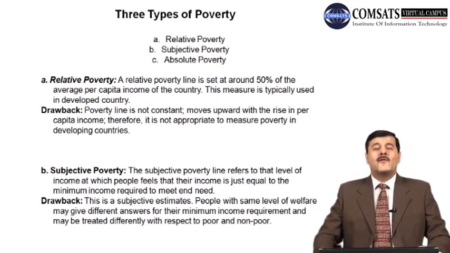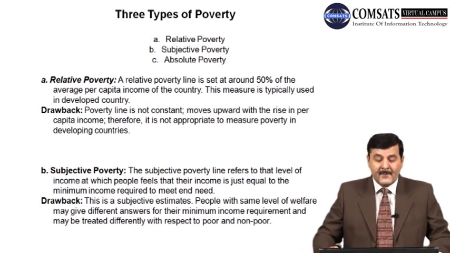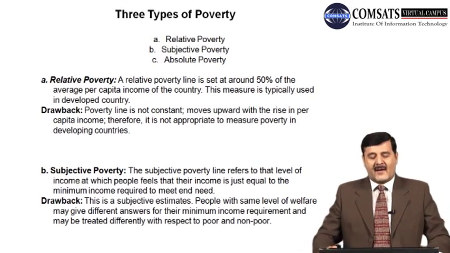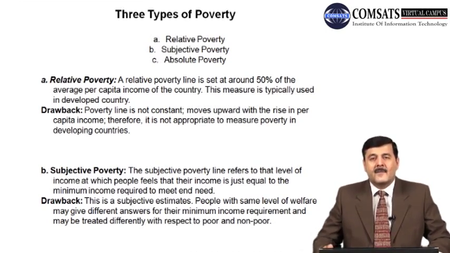This measure is typically used in developing countries. Now what is the drawback of this? The poverty line is not constant, it moves upward with the rise in per capita income and moves down with the decrease in per capita income. Therefore, it is not appropriate to measure poverty in developing countries by using this relative poverty measure, right?